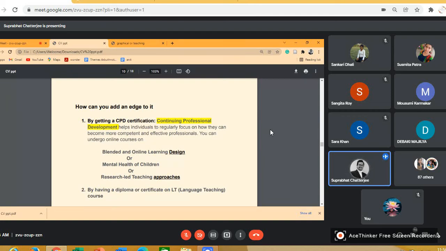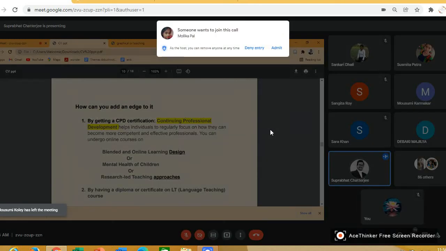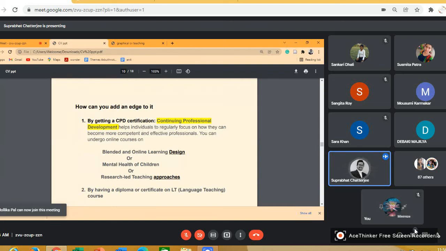First is you get a CPD. What is a CPD? A CPD certification দরকার। সেটা কি? তার ফুল ফর্ম হচ্ছে Continuing Professional Development Certification. Let me define it first. This actually helps the individual to regularly focus on how they can become more competent and effective professionals. So this in a way will help you to become a more competent and effective professional.